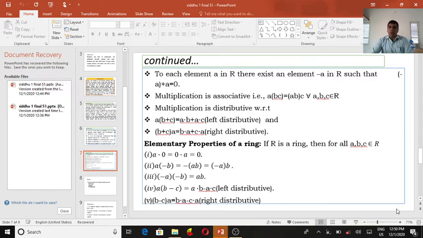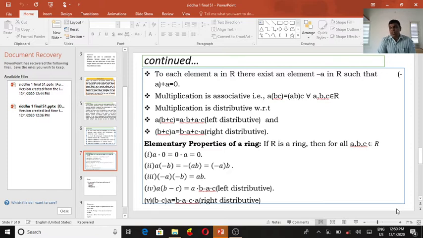So we come to the elementary properties of a ring. Let R be a ring, and for all a, b, c belonging to R, if you take a into 0, the first property: 0 into a equal to 0. We are proving this simple theorem using only the two operations. Using the two operations, we take a into 0, a of 0 plus 0.